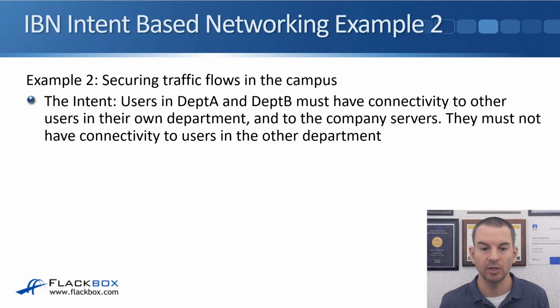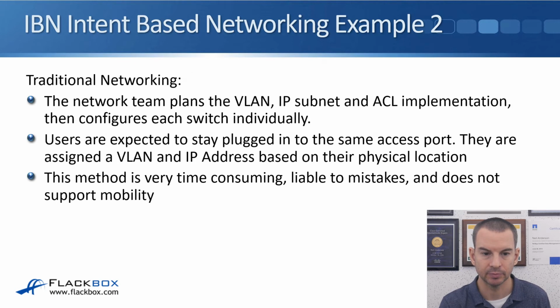So for the intent, we've got users in Department A, other users in Department B. They must have connectivity to other users in their own department and also to the company servers. They must not have connectivity to users in the other department. So how would we do this with traditional networking?